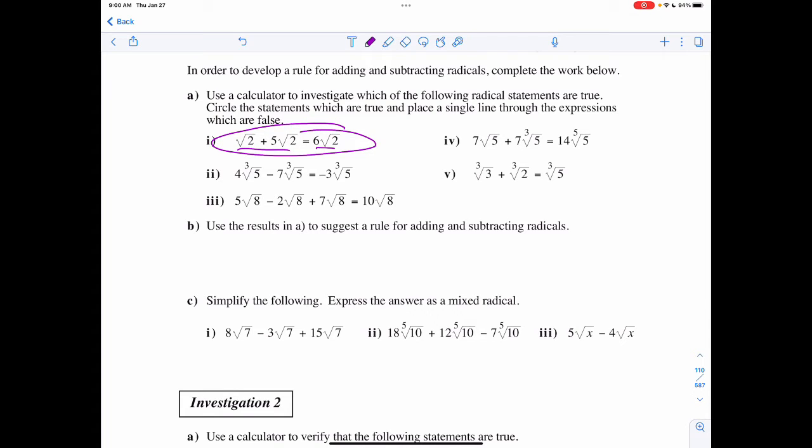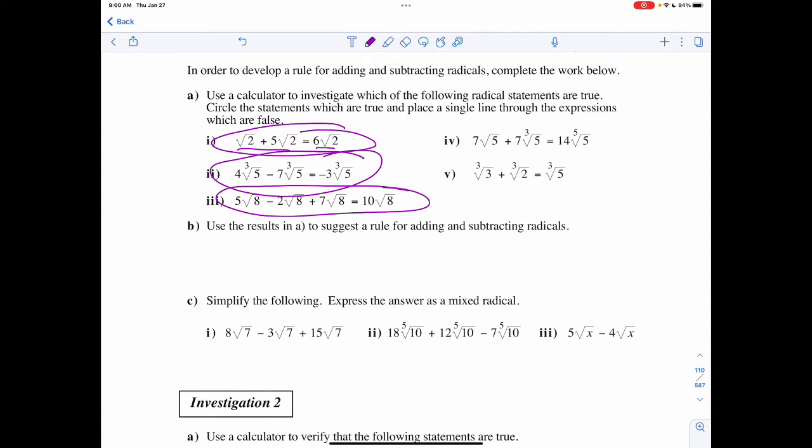If I take 4 cube root 5 minus 3 cube root 5, hit enter, and then put in negative 3 cube root 5 and hit enter, I get the same number again. If I take 5 root 8 and 2 root 8 plus 7 root 8, then I put in 10 root 8 in my calculator, they are the same. Perfect.